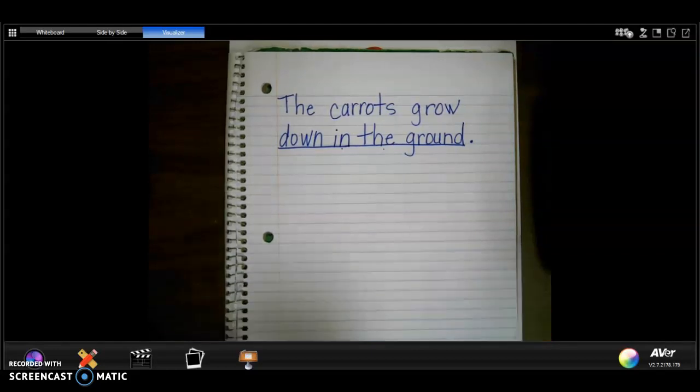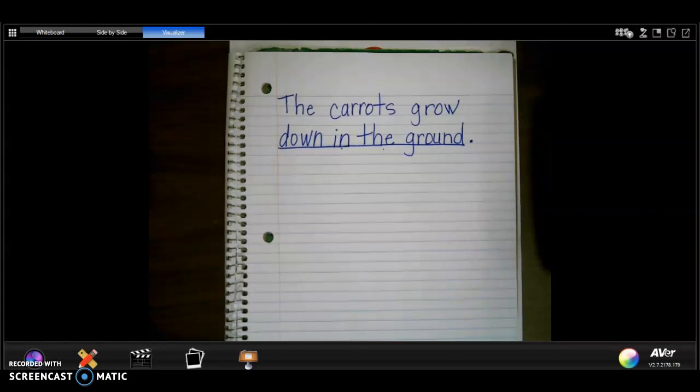Okay? So let's review. We talked about different prepositions. We reviewed our prepositional anchor chart, and then we read a story about how vegetables grow. Some grow up, some grow down, and some grow how? Around. That's right. So when we use prepositions in our writing, our stories are going to sound just as great as the story we just read.